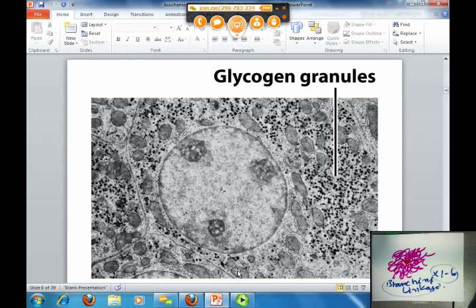And this is a glycogen granule in the electron micrograph. We can see the dark dots on it. That's the glycogen molecule which is stored inside the liver cell.